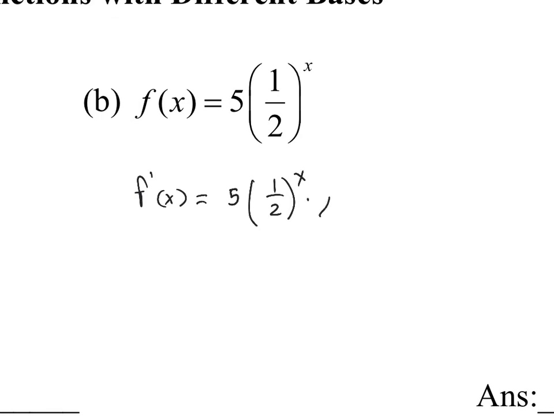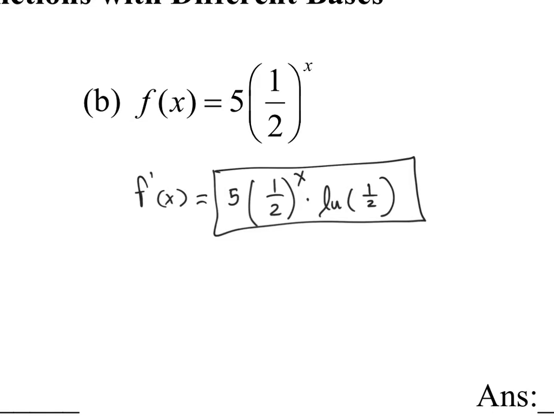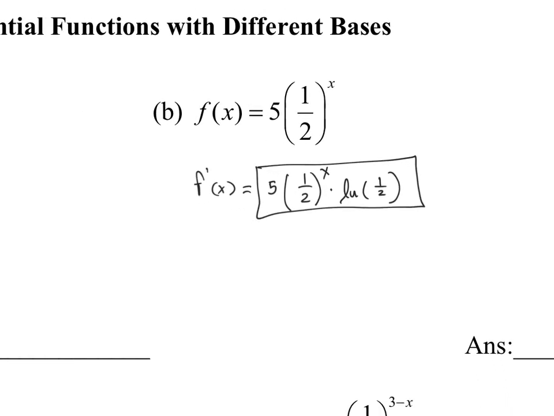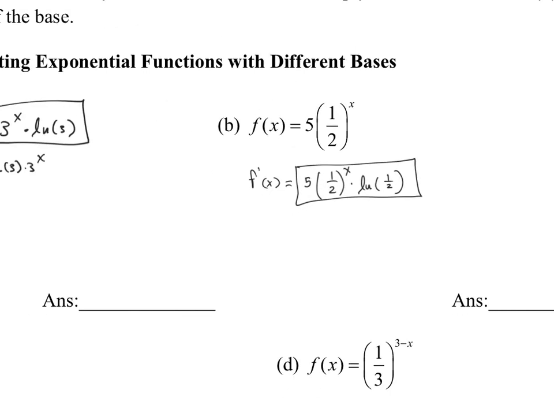But we most definitely need to worry about multiplying times the natural log of the base. That's the part that's most often forgotten, multiplying by the natural log of the base. So the final answer would be 5 times 1/2 to the x times the natural log of 1/2. I don't really care which order you write that in, but you could write that in a different order if you prefer.